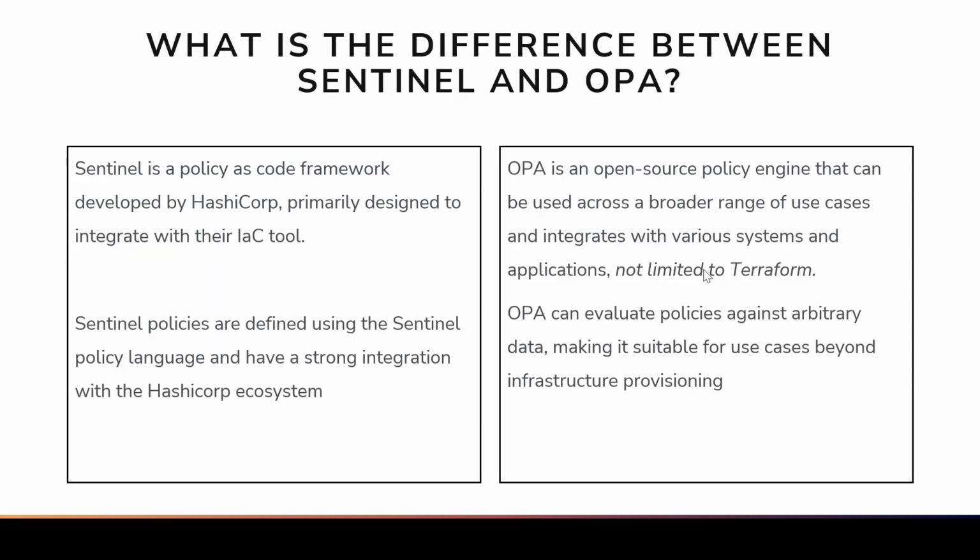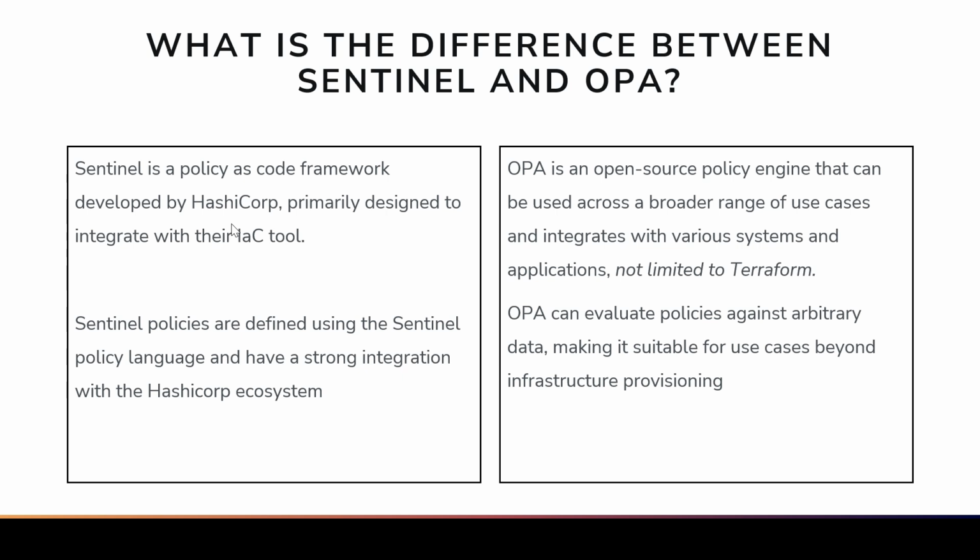Okay, so what is the difference between Sentinel and OPA? You might have heard of Sentinel if you are working with Terraform Cloud. Terraform Cloud has its own Sentinel policy. You can think of it as policy as code, but it's designed for Terraform only. Sentinel is a policy as code framework developed by HashiCorp, and it's primarily designed to integrate with the IaC tool Terraform. It provides a policy engine that evaluates policy against the Terraform configuration file during the deployment.